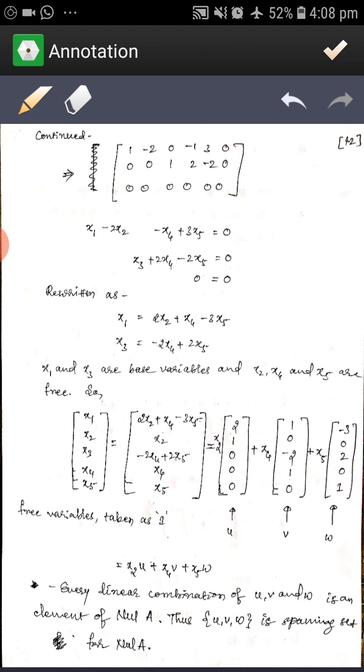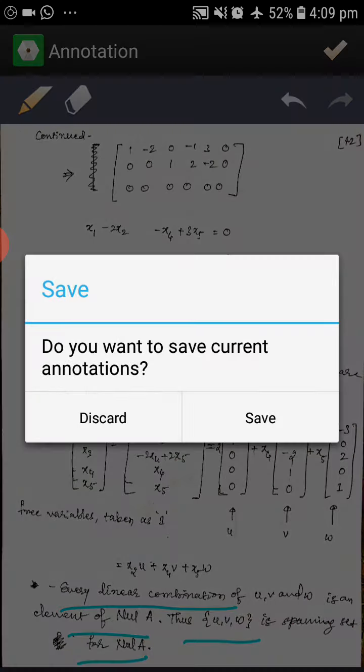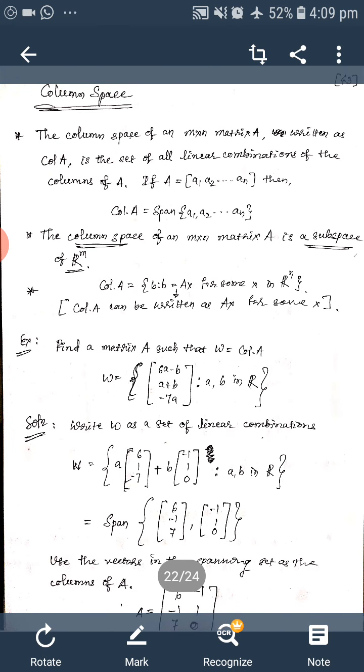So by writing this, every linear combination of U, V, W is an element of null A, which means U, V, W is a spanning set of null A, and this is a consistent linear system here. Then column space. So now we have seen what we mean by the null space.